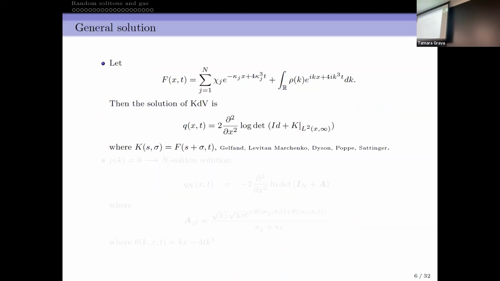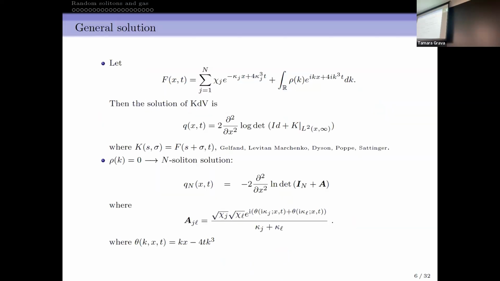Now, this is the setting, and if I take rho equal to 0, this Fredholm determinant becomes a normal determinant, of a matrix of dimension n which has these entries. These chi j are positive, and the kappa j are all positive. Here theta contains space and time.